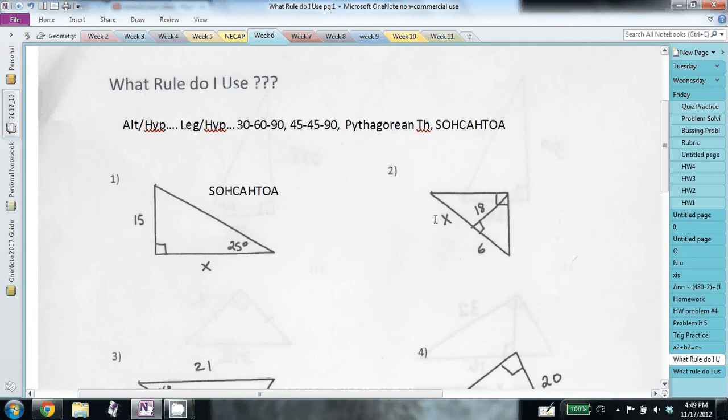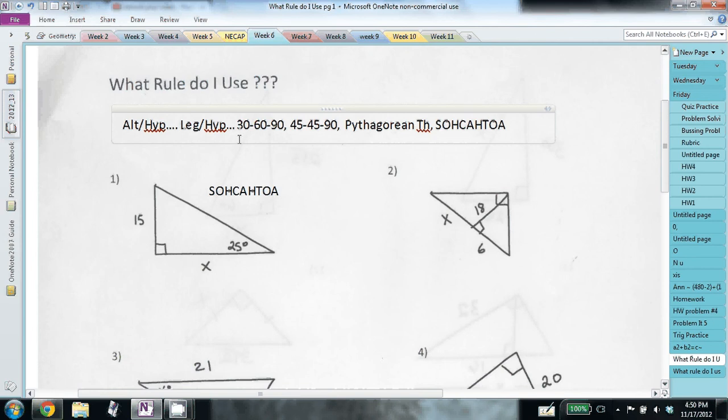Now let's take a look at number two. All right, number two, the first thing I'm noticing about this is it's one of those right triangles that's split down the middle with another altitude. So I know I could use the altitude hypotenuse, leg hypotenuse rules for sure. I can't use the special right triangle rules at this point because I don't know if I have a 30, 60, 90 or an isosceles triangle of 45, 45, 90. Pythagorean theorem, well, that would be a possibility, but if I'm looking at this little right triangle right down here, I have the altitude 18, but I really only have that one side of this little part of the right triangle, so I really can't use Pythagorean theorem, and it looks to me like I don't have enough information to use SOHCAHTOA. So I'm going to use the altitude hypotenuse or leg hypotenuse rule.